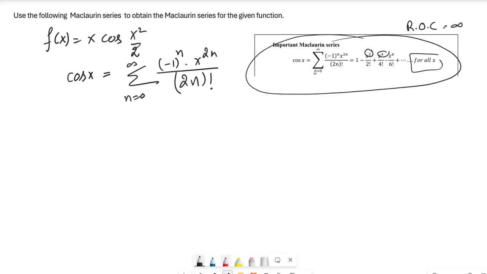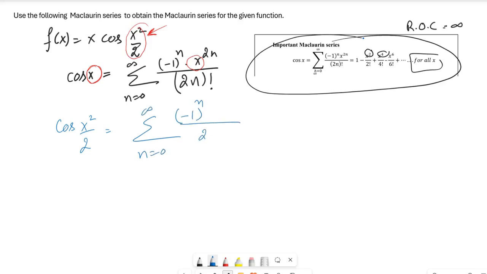Now in our question, we need to write not cosine x, but cosine of x squared by 2 in place of x. So for using this formula, wherever there is x, we are going to replace it with x squared by 2. So if cosine x is equal to the series, then cosine x squared by 2 will be the same thing, but in place of x, I'm writing x squared by 2 power 2n.